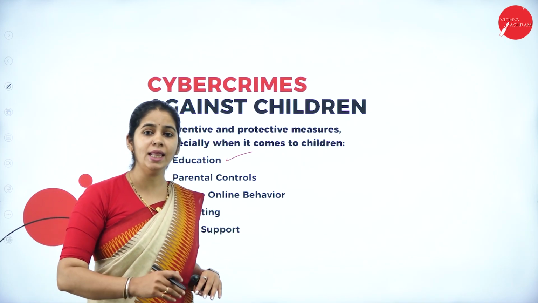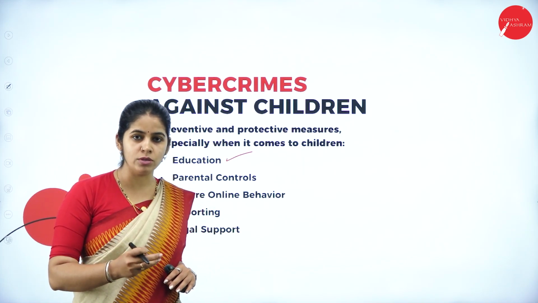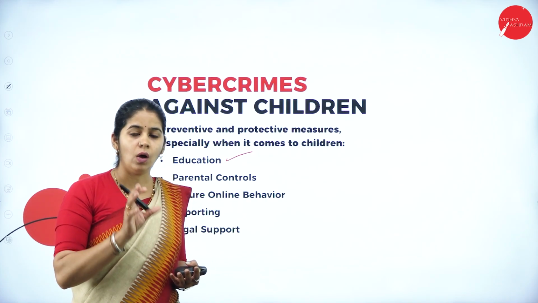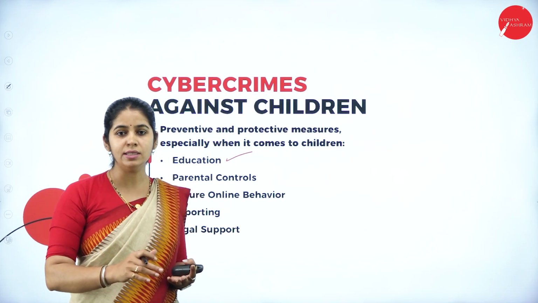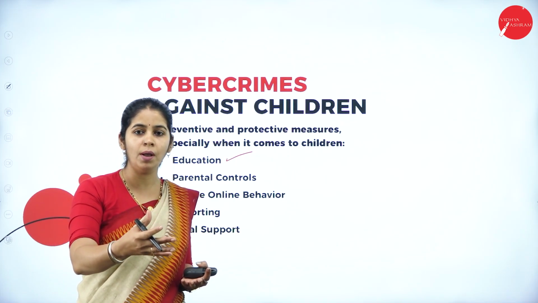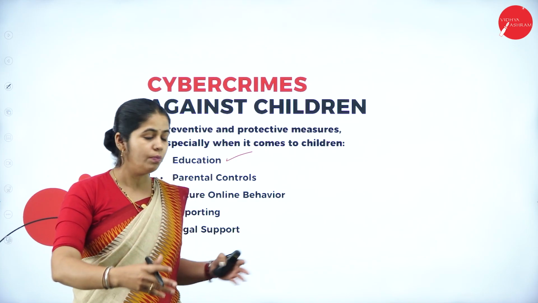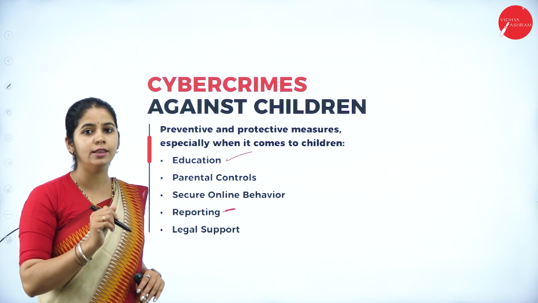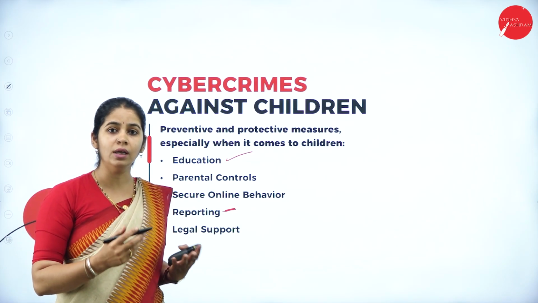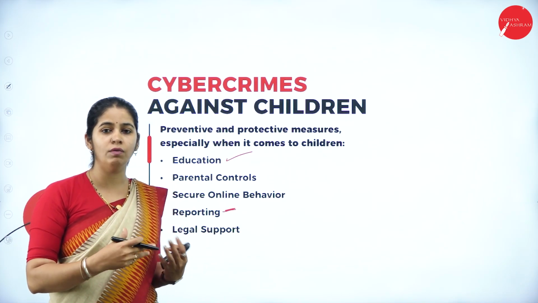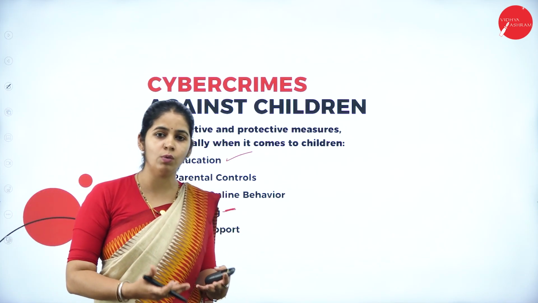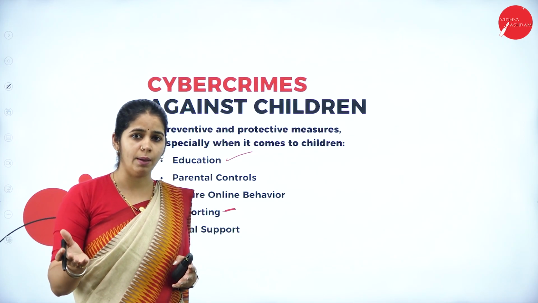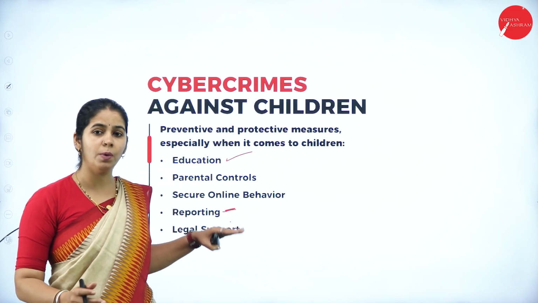Then reporting. If any such bad thing happens or anything comes to the children online, the children should report to the parents. As a parent, you should report to the police or to the law. Reporting is a very essential thing when we are dealing with children. If they are simply seeing without understanding or without reporting what it is and why it is, that again affects them. So reporting is also very important.